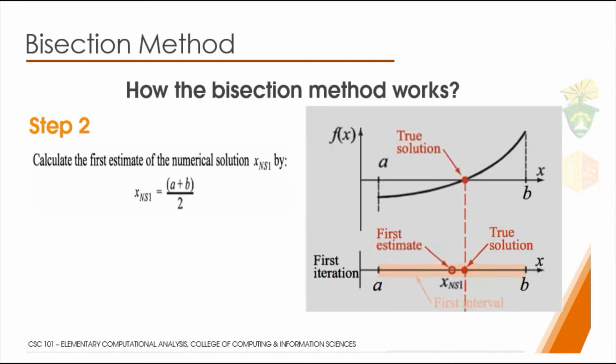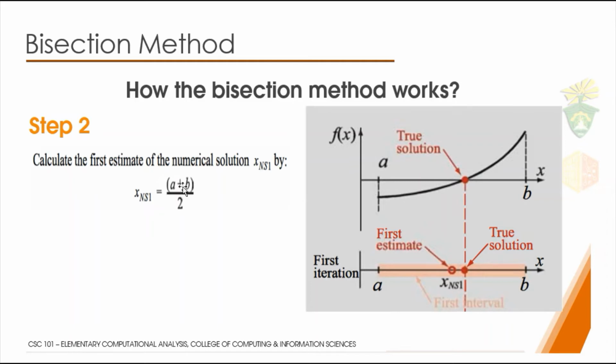So let's proceed to the next step. The midpoint, say x sub 1. This is the initial midpoint that we find. The midpoint is just the halfway value from a to b. It is considered the numerical solution. So that midpoint is now considered our initial solution, or our first estimation of the true solution.